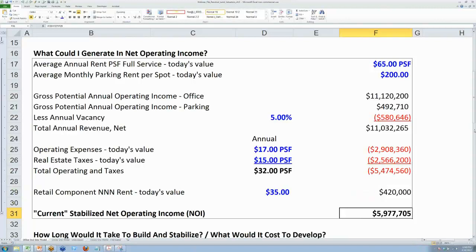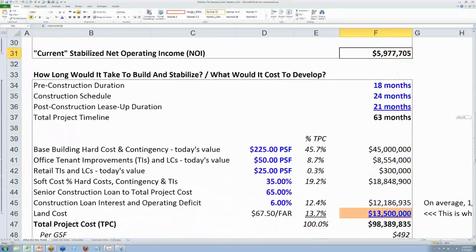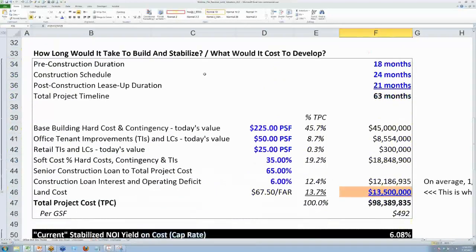So as I said, again, if we could snap our fingers and this building would appear and it would be tenanted with the type of tenants that we are envisioning, it would generate today roughly $6 million a year. And so let's put a pin in that and let's keep that in mind. The next piece is, well, what would it cost to develop? And now we also want to think on a rough basis, well, how long would it take to build and how long would it take to stabilize?